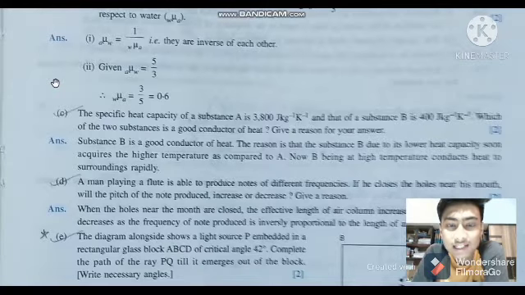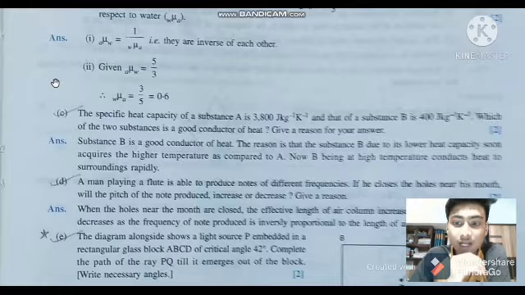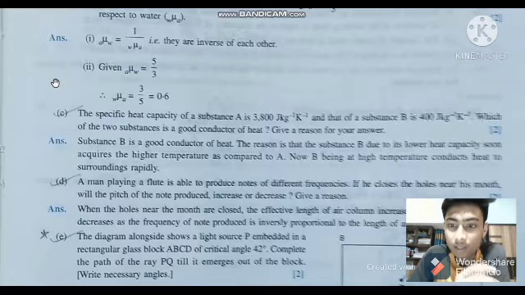Next question you have: the specific heat capacities of a substance A is 3800 joule per kg per Kelvin, and that of substance B is 400 joule per kg per Kelvin. Which of the two substances is a good conductor of heat? Give a reason for your answer. So obviously the substance which is going to have the more specific heat capacity will easily acquire more amount of heat energy, but will take time.